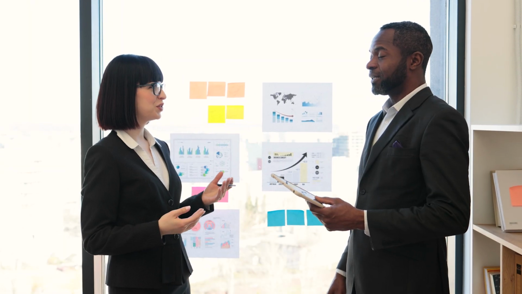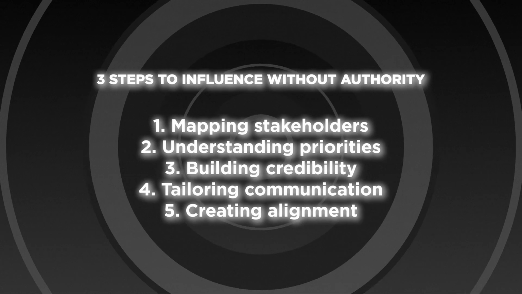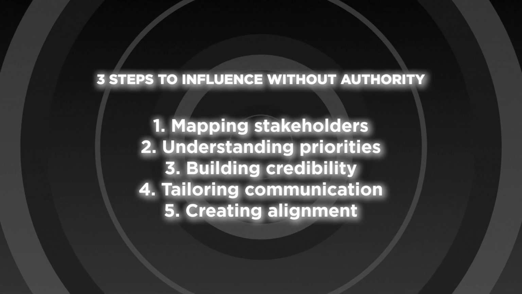All right, before we wrap up, let me share one quick example to bring this to life. A senior brand manager at a global consumer goods company was tasked with leading a cross-functional team to revamp their product portfolio. So what's the problem? Well, marketing wanted to focus on innovation, while operations were really concerned about cost and complexity. By applying these steps, mapping stakeholders, understanding priorities, building credibility, tailoring communication and creating alignment, she was able to propose a solution that met both objectives, introducing a modular product design that allowed for customization while controlling costs.